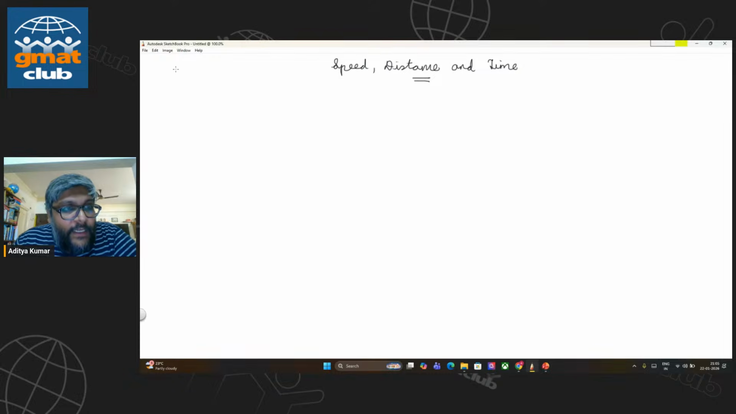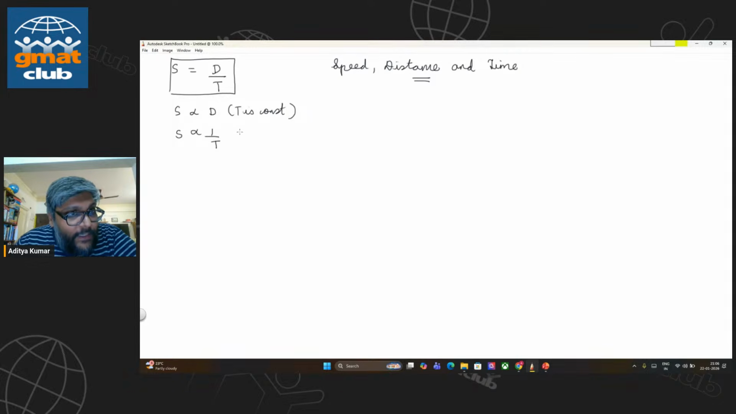Everything in this topic hinges on your understanding of the formula speed is equal to distance by time, right? Similar to the rate and work topic, rate is equal to work by time. I also explained something about the concept of proportions in the time and work session. I'm going to continue that here. Speed is always directly proportional to the distance provided the time is constant. And speed is always inversely proportional to the time provided the distance is constant.